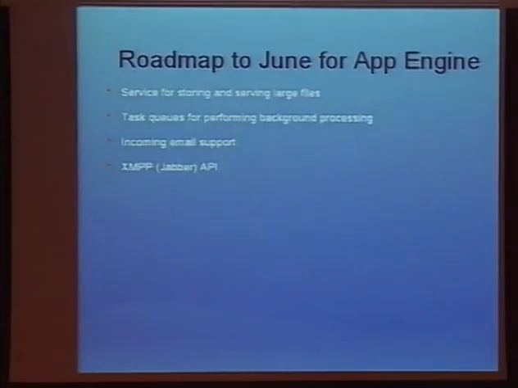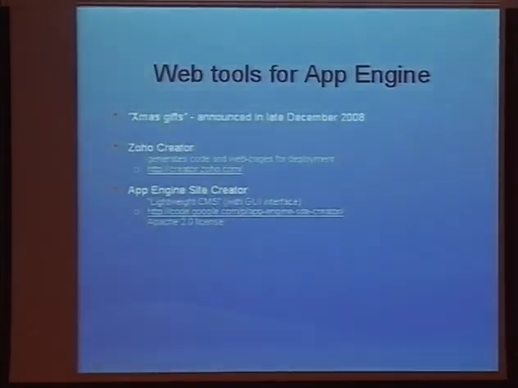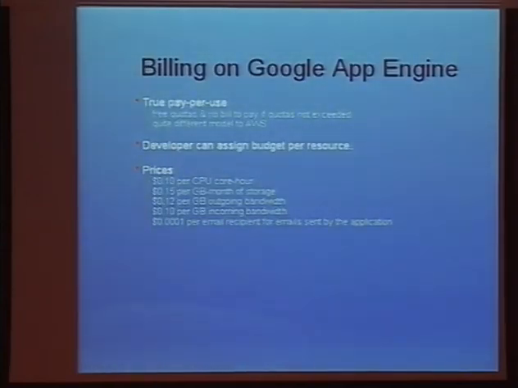There are several more features being released by June. These are important features to expand the platform. It's a year old. They've constantly released new features. I expect them to continue to do that. The Jabber support is very exciting, I think, because it means you can do instant messaging or real-time messaging. I'm going to flick past those. They're not applicable. Billing: it's true pay-per-use.